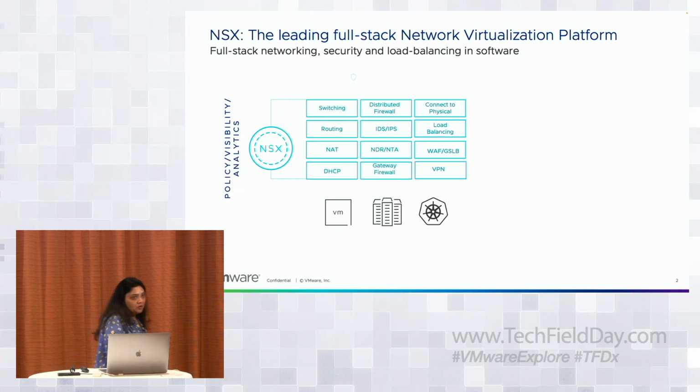Over the past few years, we've done some acquisitions like the AVI, which gives us load balancer capabilities, the WAF and the GSLB capabilities, as well as we have launched some advanced security and threat prevention capabilities like the Layer 7 App ID firewalls, IDS IPS, malware detection and response, etc.